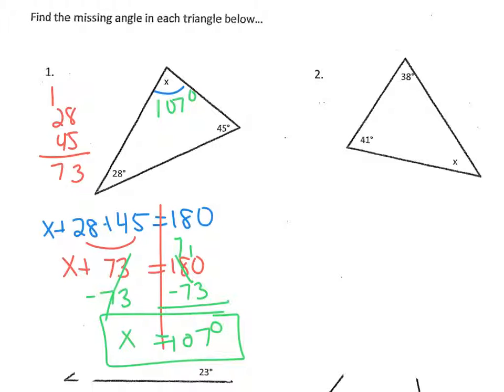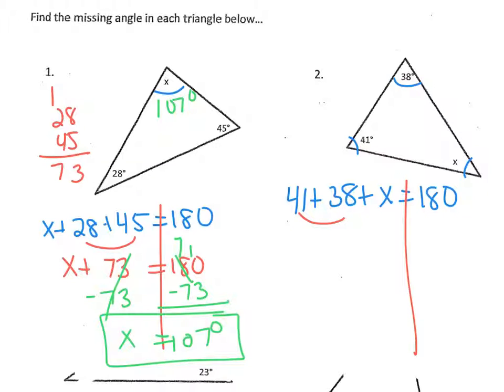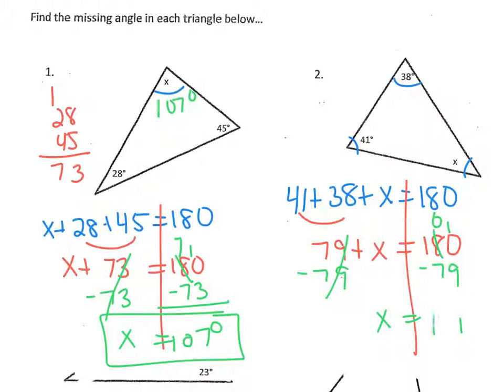On this example, we could do 41 plus 38 plus x equals 180 degrees. To solve this, we are going to add these two together, which is 79. And then we can subtract 79 from both sides. So x equals 101 degrees. So this angle here is 101 degrees. These must not be drawn to scale because you can see this is an acute-looking angle, but it's 101 degrees. And this one looks acute, but it's 107 degrees. So again, they're not drawn to scale.